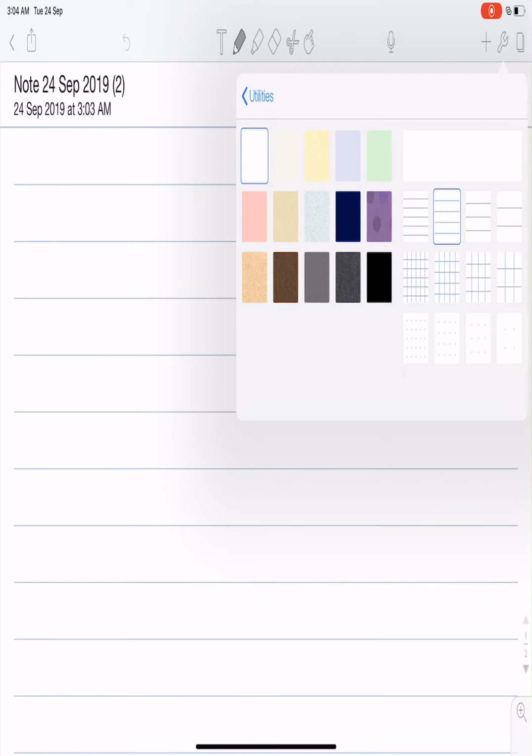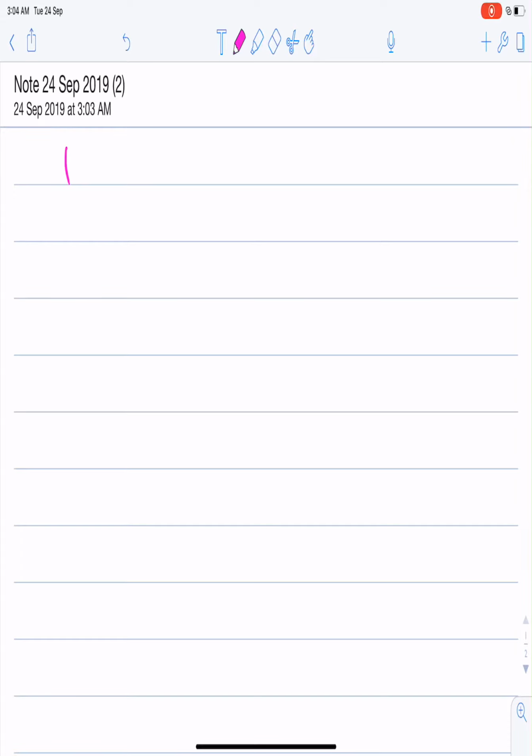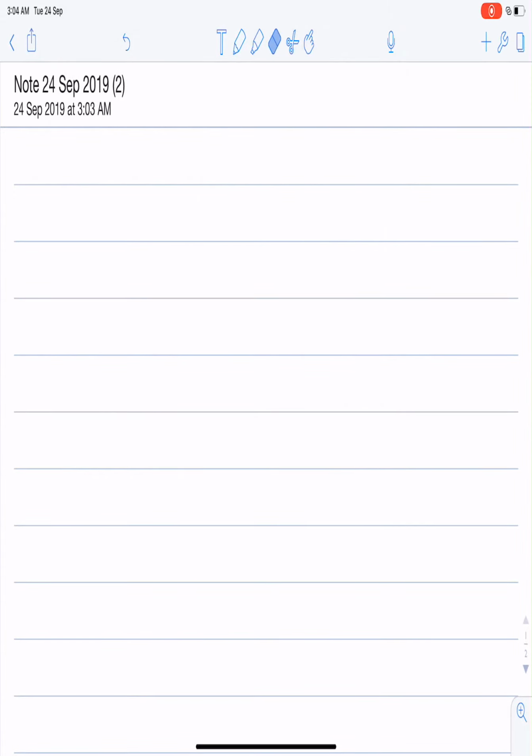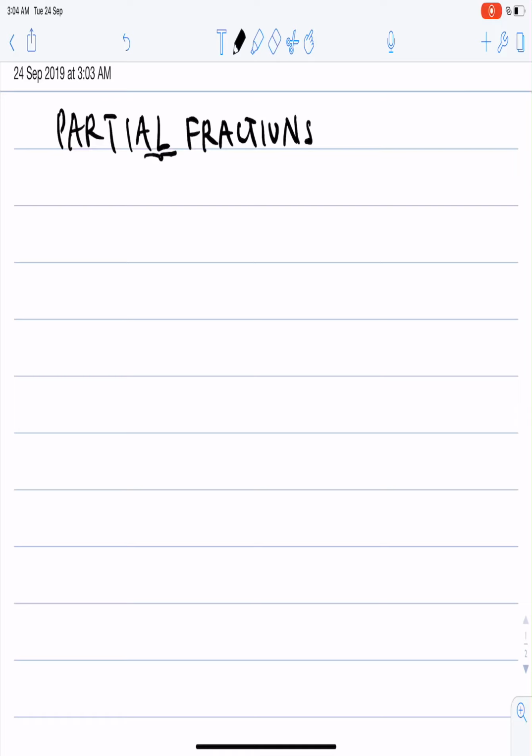Our topic today is partial fractions. Partial fractions. Let me change my pen. Partial fractions. I'm sure we all remember this.